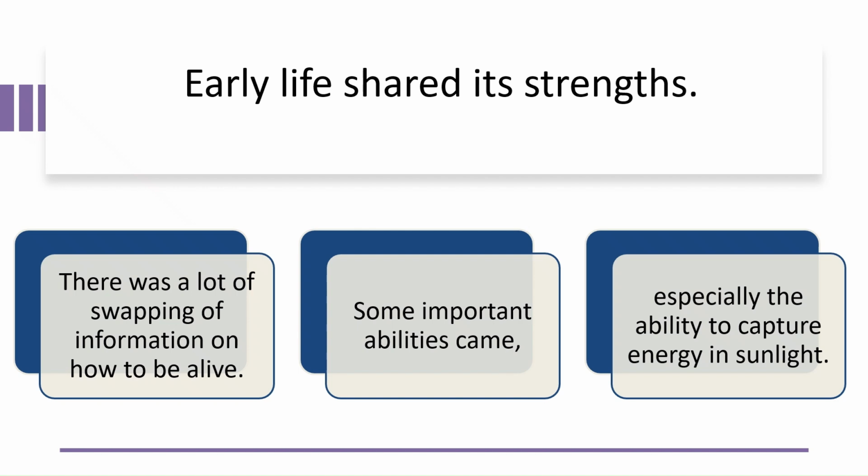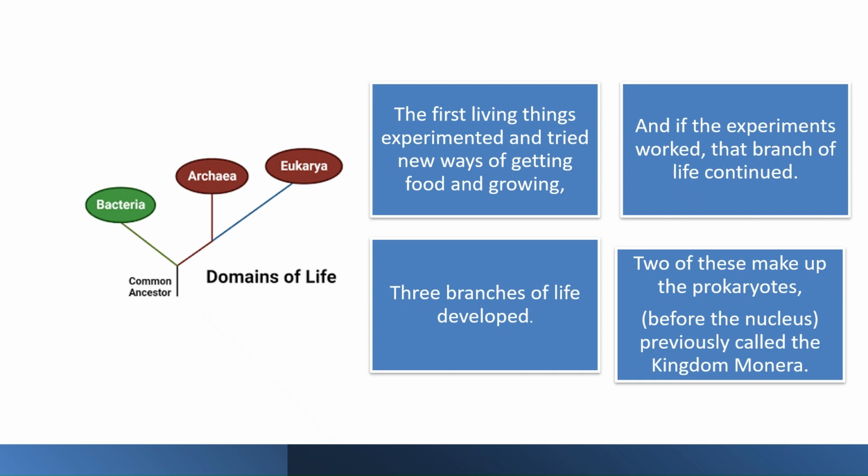Early life shared its strengths. There was a lot of swapping of information on how to be alive. Some important abilities came, especially the ability to capture energy in sunlight. The first living things experimented and tried new ways of getting food and growing. And if the experiments worked, that branch of life continued. Three branches of life developed. Two of these make up the prokaryotes before the nucleus came, which was called kingdom Monera earlier.